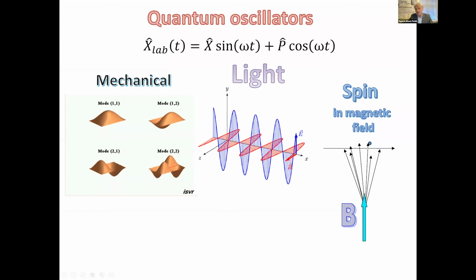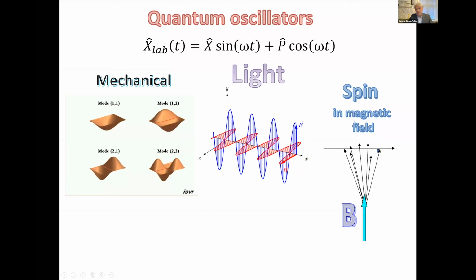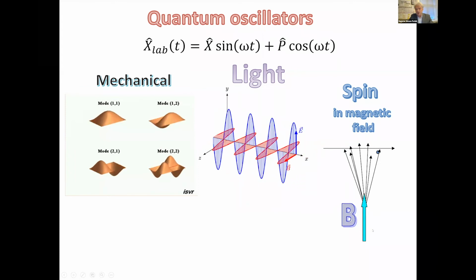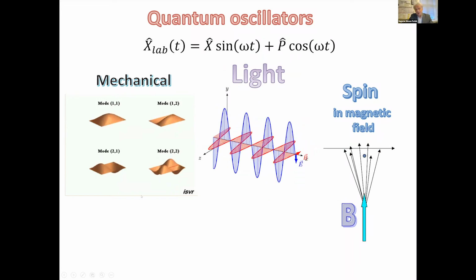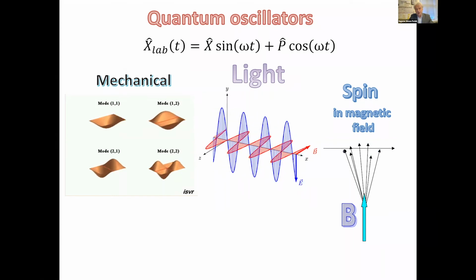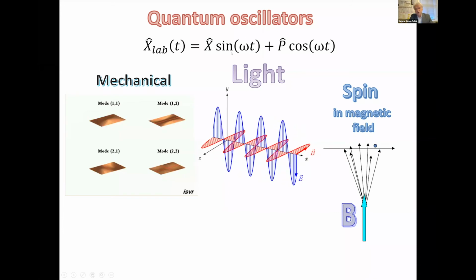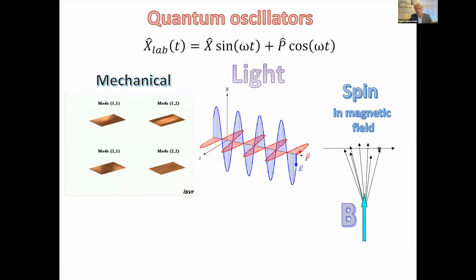For the spin oscillator, the non-commuting variables corresponding to x and p will actually be the projections of the spin on the direction orthogonal to the macroscopic orientation of the spin. For the mechanical oscillator, this is obviously just the cosine and sine component of the oscillation. And for light, as I'm sure many of you know, the x and p quadratures correspond to the quantum mechanical amplitudes of the sine and cosine component of light.